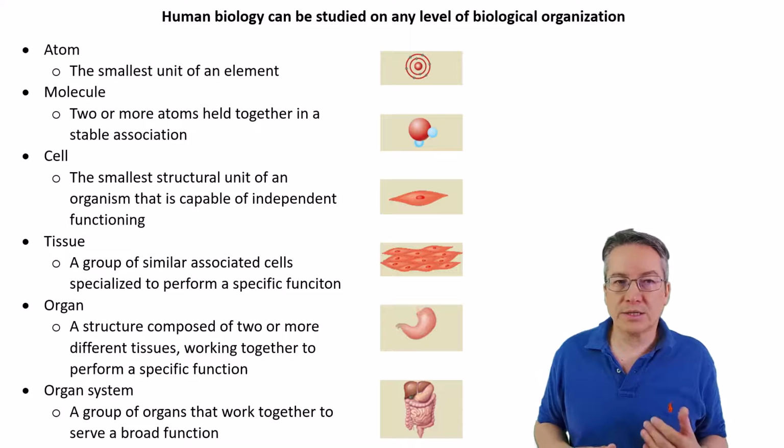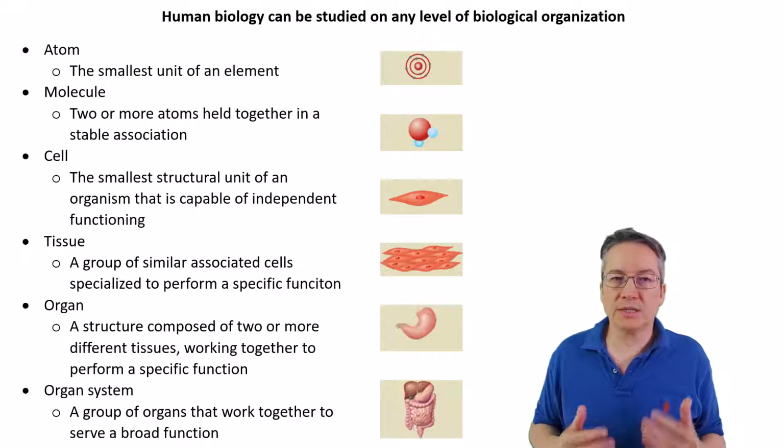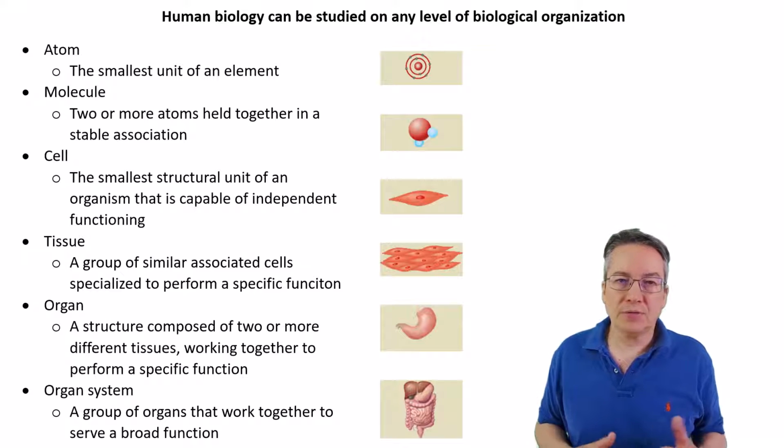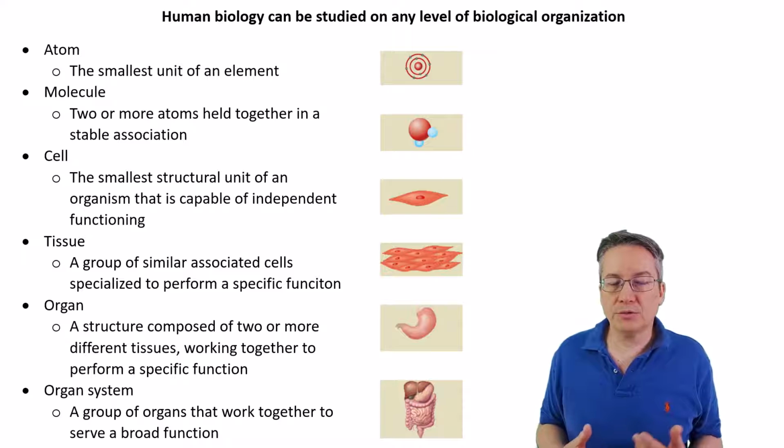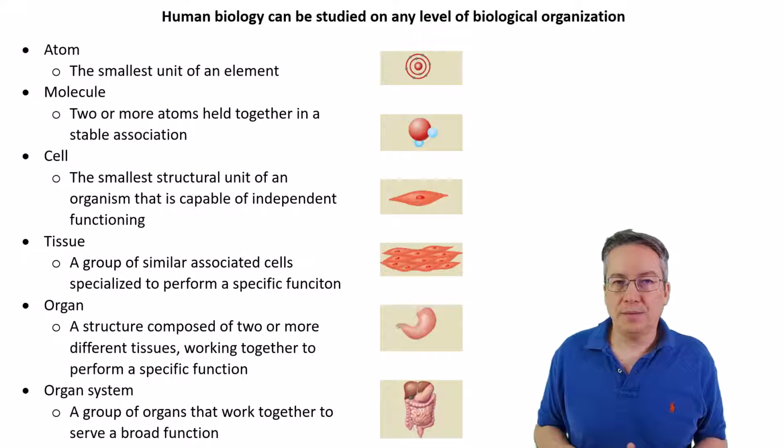In this video, I'll discuss the various levels at which we can study human biology. The first level is the atom. This is the smallest unit of an element. Next up, we have the molecule. Two or more atoms held together in a stable association is called a molecule. Many molecules put together go into making a cell, which is the smallest structural unit of an organism that's capable of independent function.